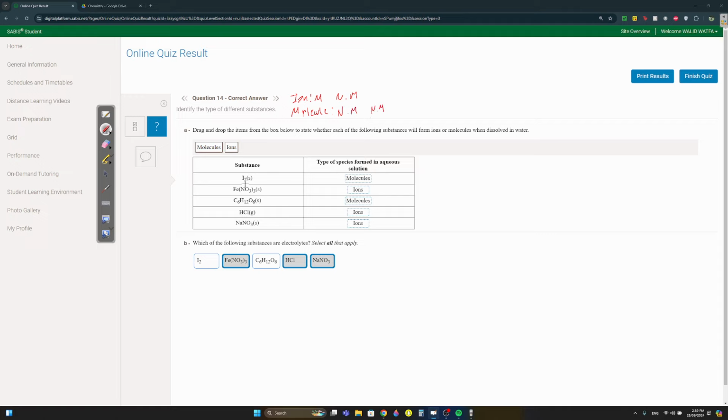Okay, I2 is non-metal, so it's definitely a molecule. This is metal and non-metal, so it's an ion. This is all non-metals, so it's a molecule. HCl: people are going to be like, this is non-metal, why is it ions? Because it's an acid. Okay, acids dissociate.